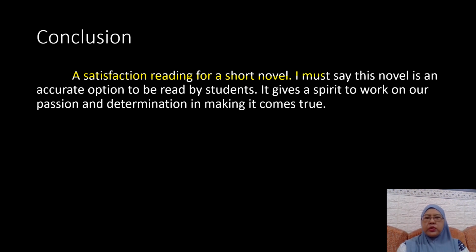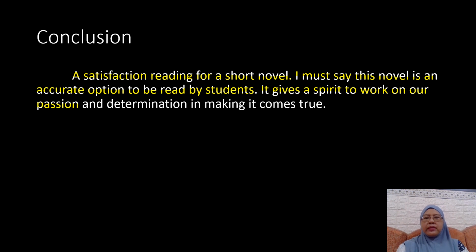Okay, this sentence also shows that you have answered the question whether you want to recommend this book to your friends or not. So this shows that you are recommending this book to others. It gives a spirit to work on our passion and determination in making it come true. Okay, so this sentence is actually the moral value of the story.